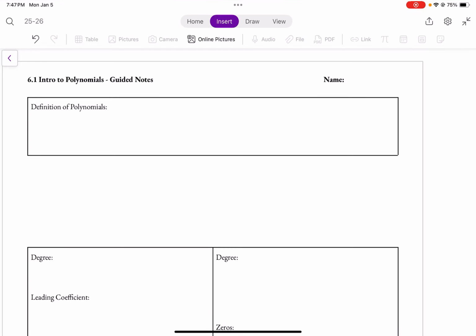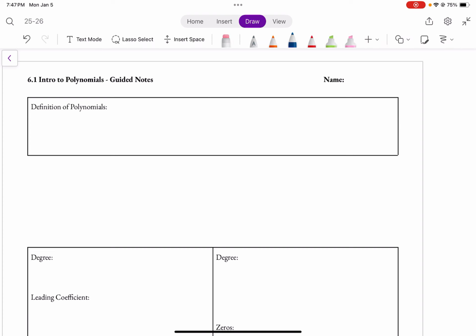Okay, welcome to Unit 6. We're starting obviously with 6.1. You should have your guided notes or be writing on a notebook, and let's get started. So the beginning of this unit is all about exploring polynomials. We've done this already a little bit, mostly with quadratics, but now we're going to be talking about polynomials in general. So let's just make sure we all know what a polynomial is.